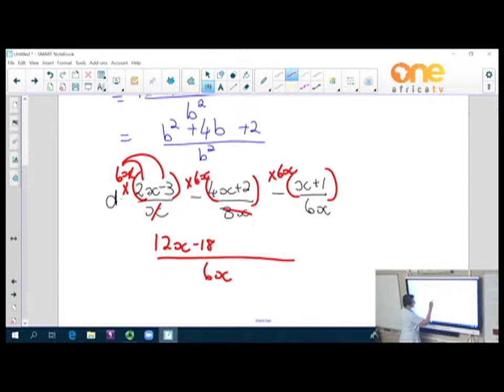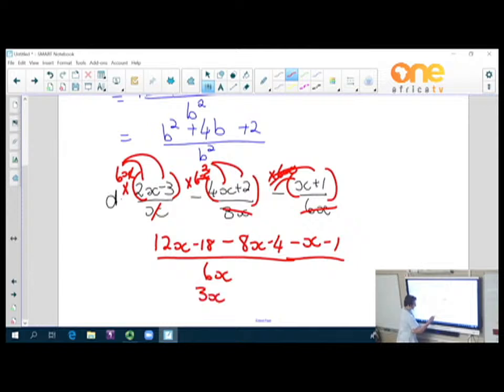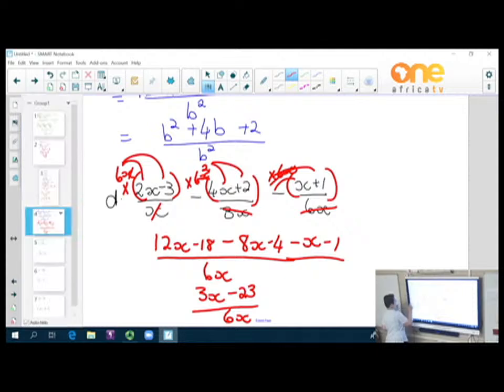Here it will cancel in 2 times. Multiply, so it's minus 8x minus 4. 6x will cancel out, but there's a negative in front, so it's negative x, negative 1. Look at that one then there. And now adding your like terms, so 12 minus 8 is 4, minus x is 3x, negative 18, negative 1, negative 19, negative 23 over 6x.